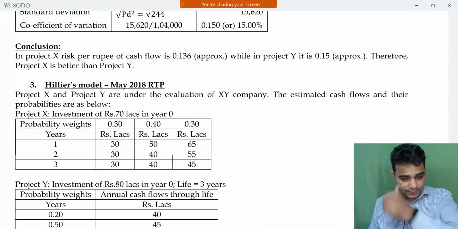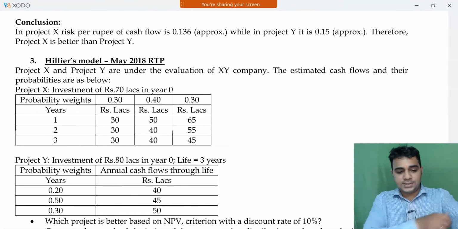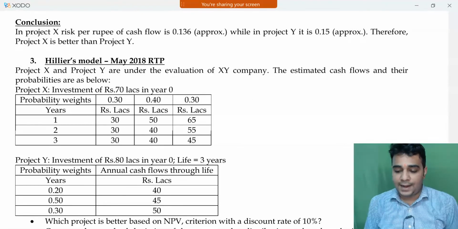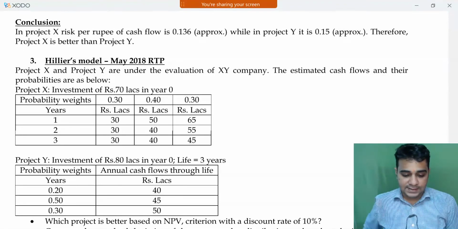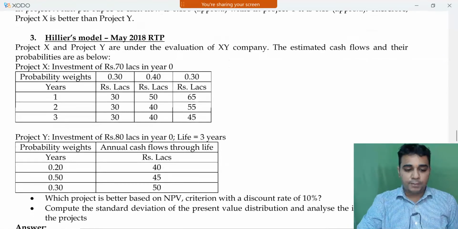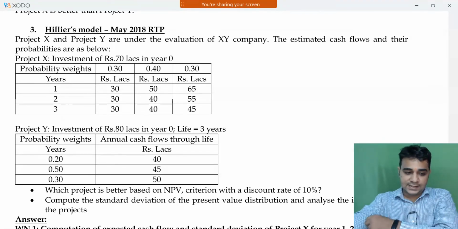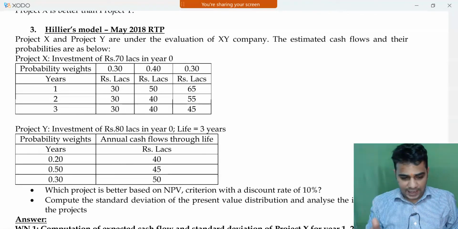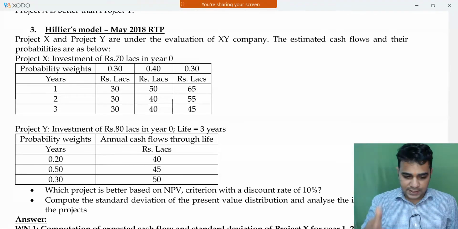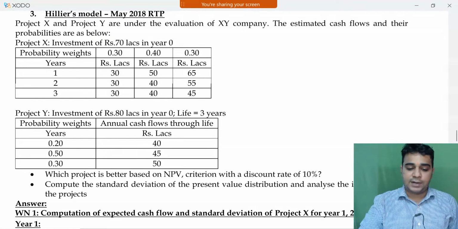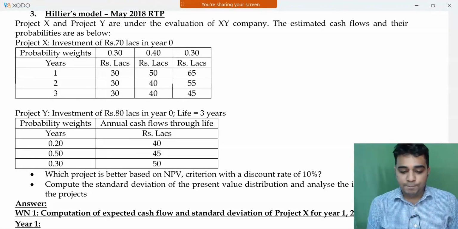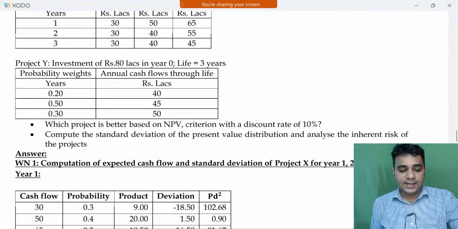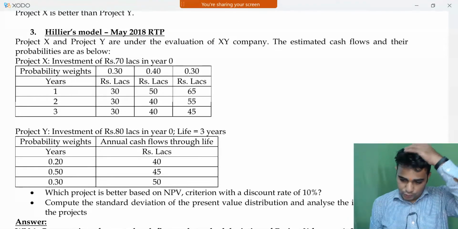Okay, let's come to question 3. Project X and Project Y are under evaluation of XY company. Estimated cash flows and their probabilities are as follows. Project X, investment of 70 lakhs in year 0, with probabilities and cash flows. Project Y, investment of 80 lakhs, with probabilities and cash flows. Which project is better based on NPV? Compute the standard deviation and analyze the inherent risk of the project. Go through this.